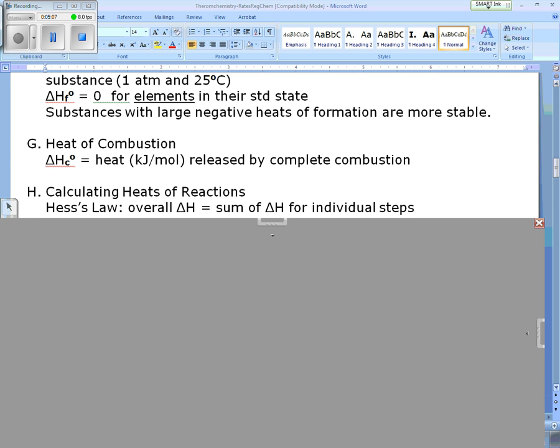Okay, now we're going to calculate heats of reaction. Don't write this down because this is on the back of the specific heat worksheet that we were dealing with in class yesterday. So I want you to look at that piece of paper.